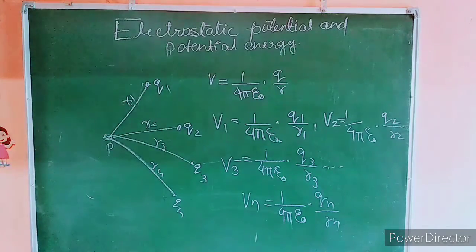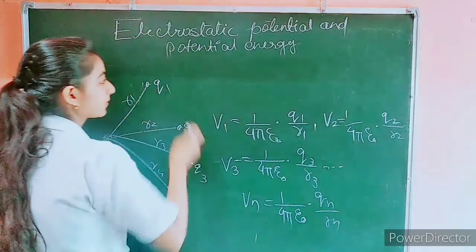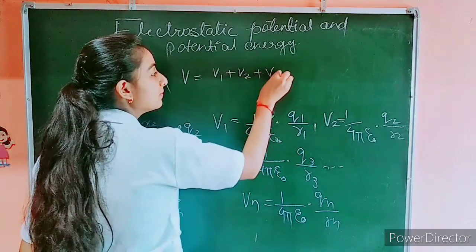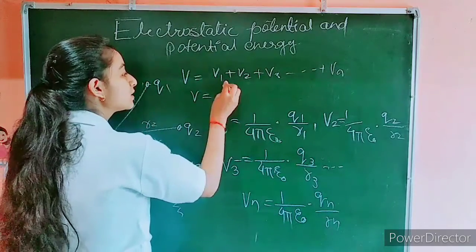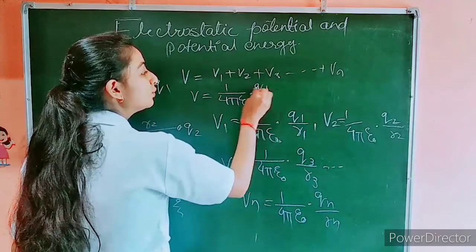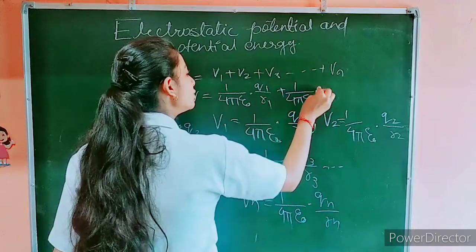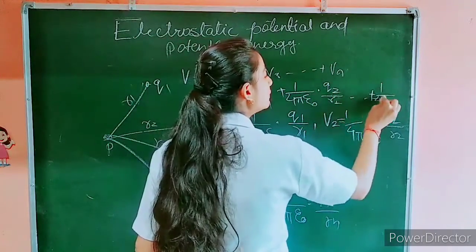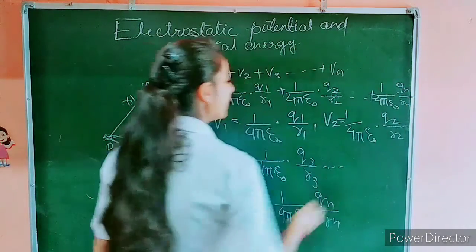Now we will simply add these and we will get V is equal to V1 plus V2 plus V3 up to Vn. Now V is equal to 1 upon 4 pi epsilon 0 into Q1 upon R1 plus 1 upon 4 pi epsilon 0 into Q2 upon R2 and so on, up to 1 upon 4 pi epsilon 0 into Qn upon Rn.